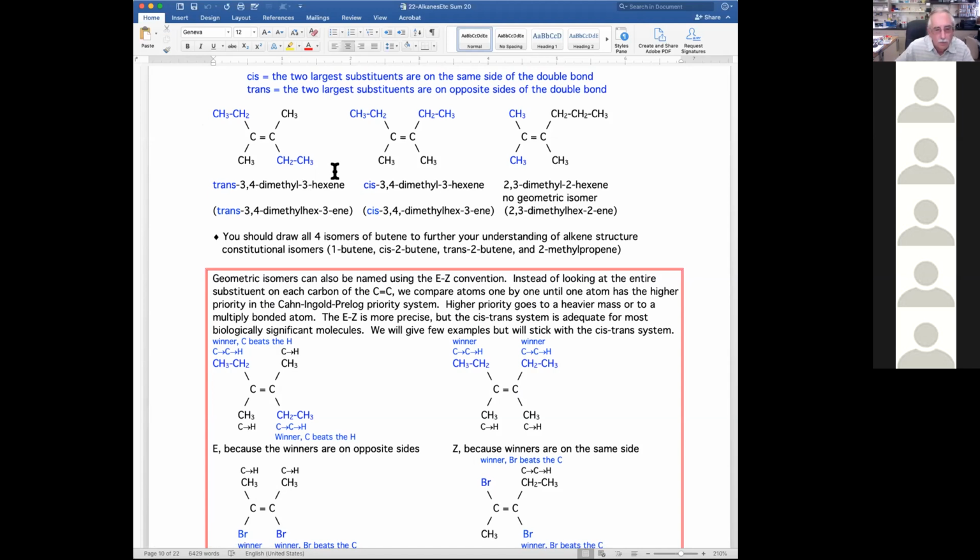So then, what else is there? So here's 3-hexene. There's a methyl here and a methyl here. So it's dimethyl, and carbon number 1, 2, 3, and 4. So it's 3,4-dimethyl-3-hexene. But now I look at this carbon, and I see the biggest one is here. I look at that carbon, the biggest one is here. And so because the big ones are trans to each other, they're opposite, then we say it's trans. And what would the cis look like? This would be the cis. Make sense?